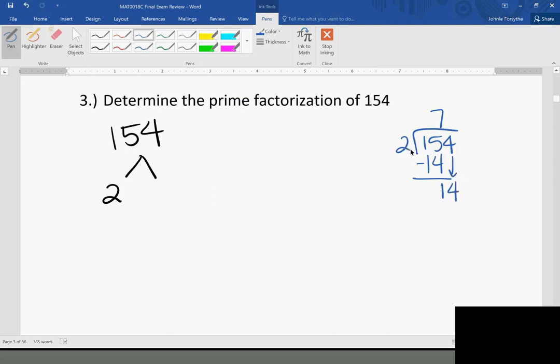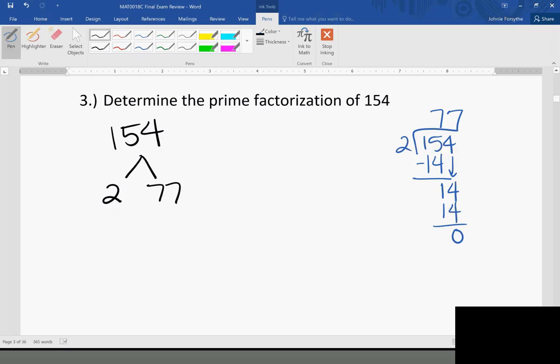And then I'm going to say 2 divides into 14 7 times. 7 times 2 is 14 with a remainder of 0. Because like I said, I knew that 2 divides evenly into 154 because 2 is a factor of 154. So therefore, when I divide 2 into 154, I will get a 0 remainder. So this tells me that 2 times 77 equals 154.